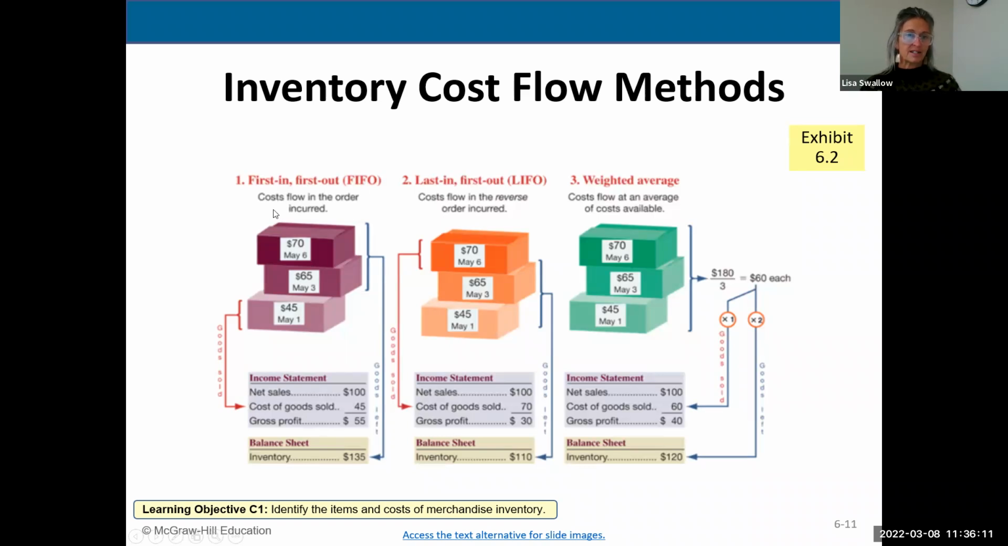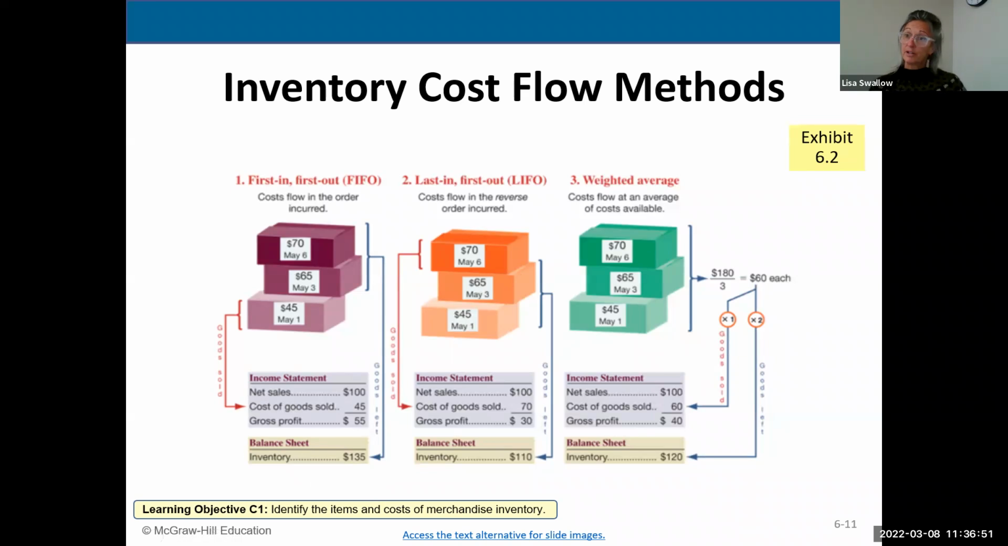What we're doing is taking our product that we purchased, and it looks here like I bought some product on May 1st for $45, and then on May 3rd, some more for $65, and then on May 6th, some for $70. Okay, and the 3 purchases here and here. The difference between these 3 methods is what amount goes to COGS on my income statement, and what amount is left in inventory on my balance sheet.